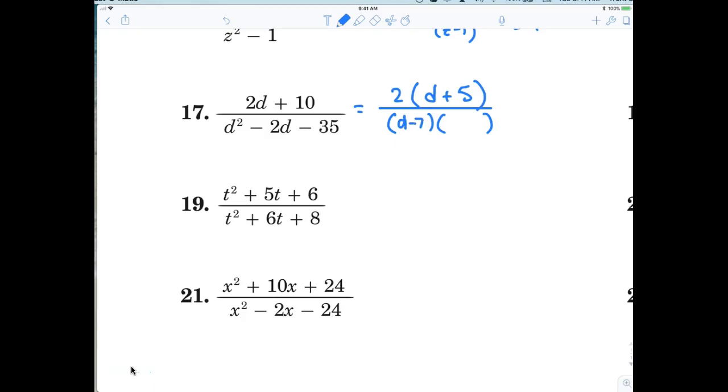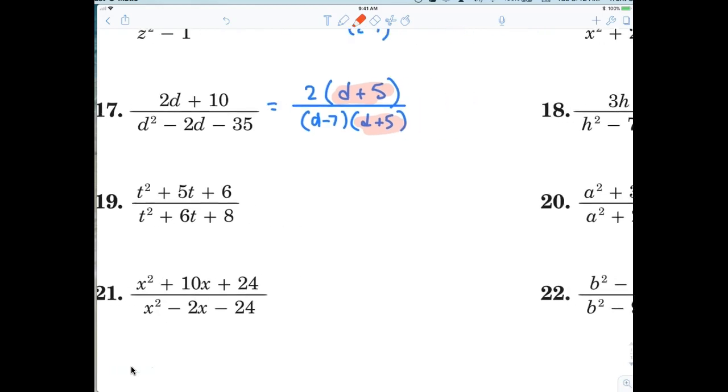Now, I want to say something. I want everybody to hear me, so listen carefully. I try to remember to use the top to help me factor what? The bottom. Because I know I'm going to be doing what? Reducing here. So if I can keep that in mind, I can cross out the d plus 5 and the d plus 5. Everybody with me? All right. And so now my answer is what? Yes, 2 over d minus 7, but I forgot to write down d cannot equal 7 or negative 5.